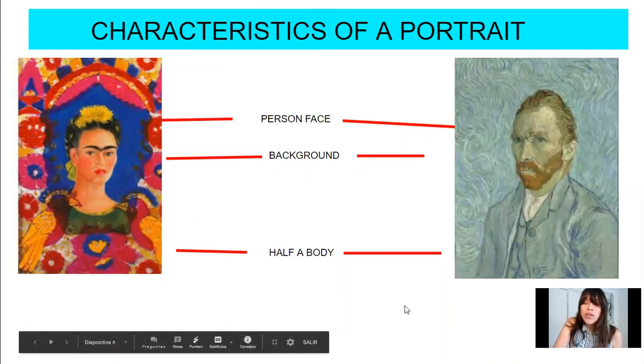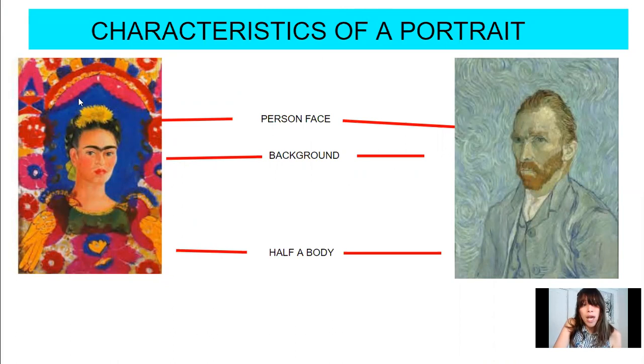We also saw the characteristics of portraits. In this case, we have the person's face, and we have what we call a background, which is all this. Normally a portrait painting goes up to here, from head to half a body. Head to half a body, okay?